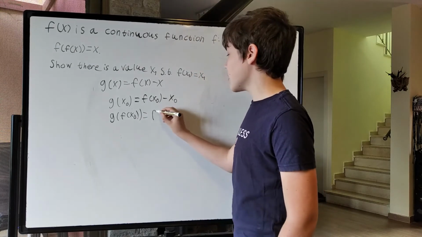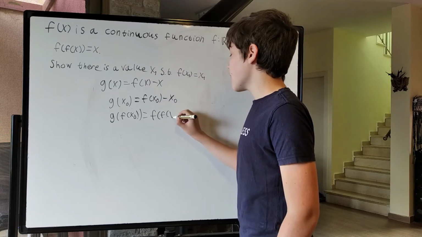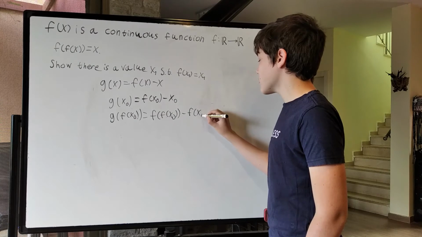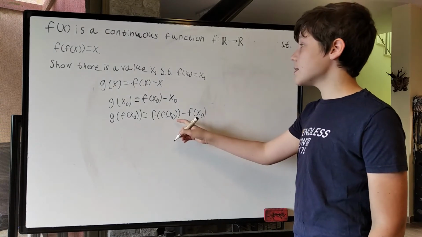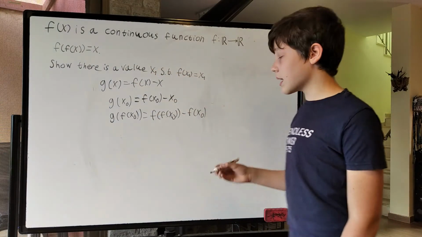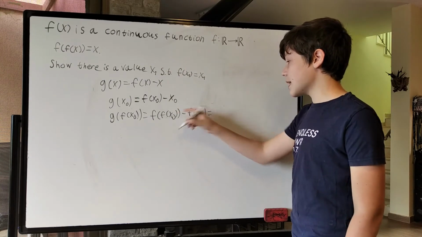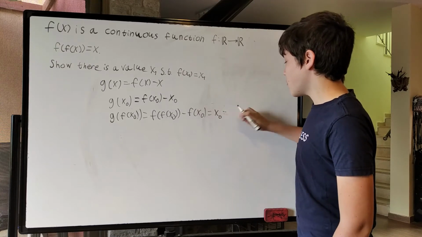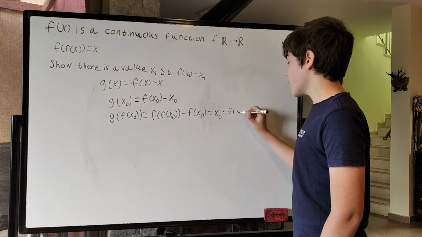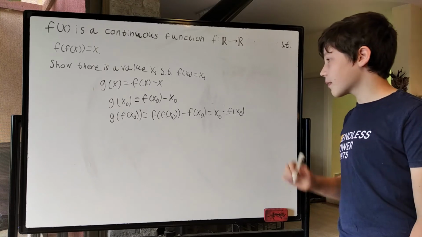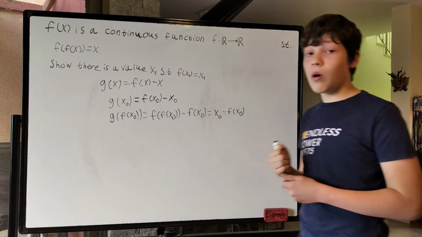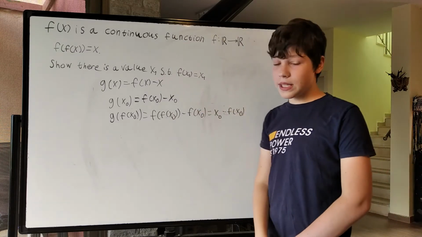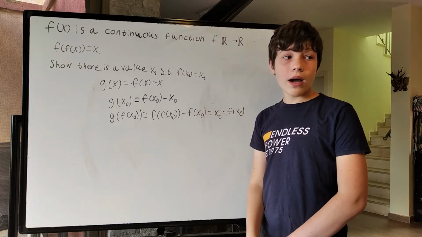If we look at this, we get f of x0 minus f of x0. Because of what's given to us, we know that this is just x0. So this is x0 minus f of x0. Now, what we got is exactly the negative of g of x0. Now, let's see why this is important.